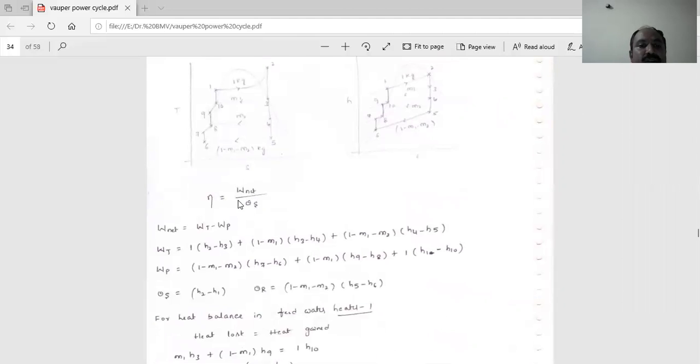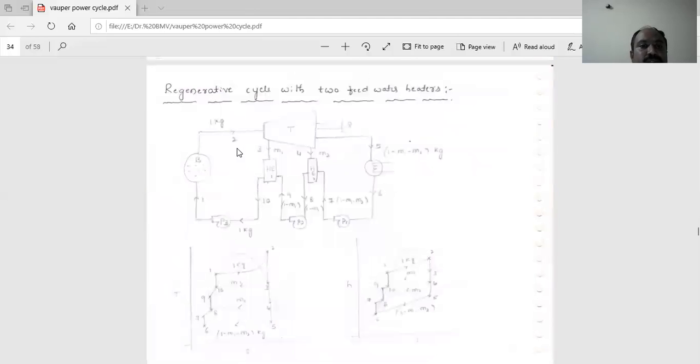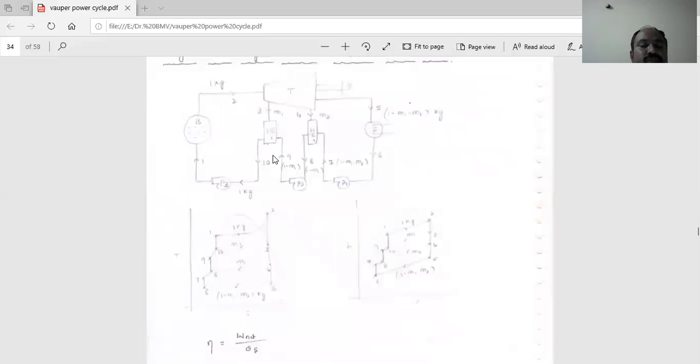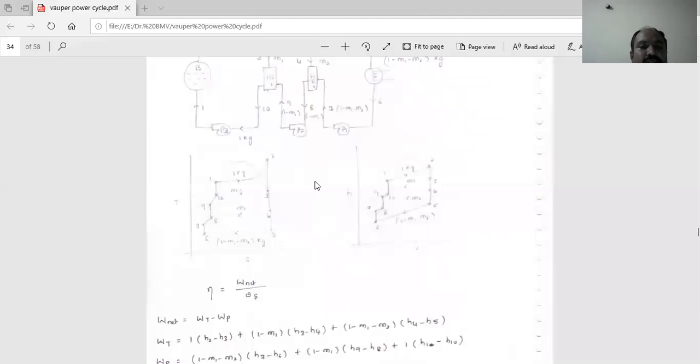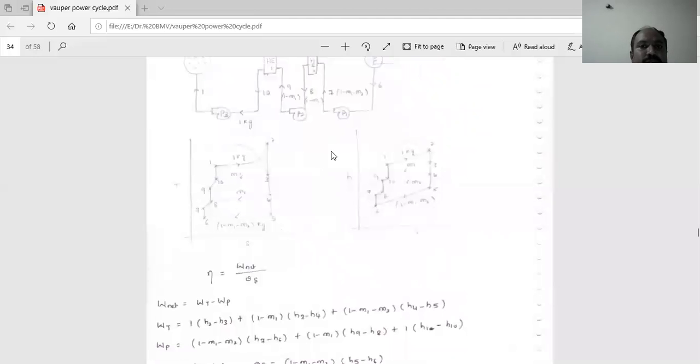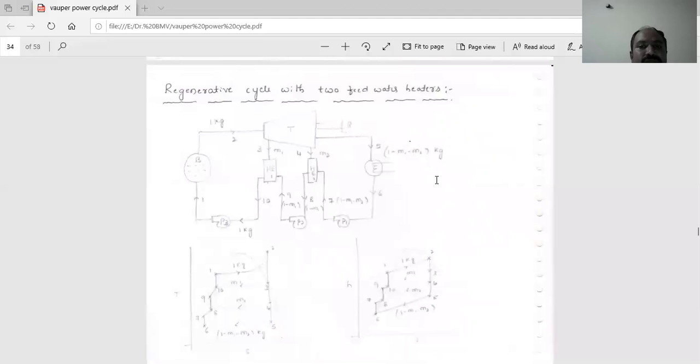Efficiency is equal to W net divided by QS. W net can be calculated by WT minus WP. WT, the turbine work, is 1 kg into H2 minus H3, plus 1 minus M1 into H3 minus H4, plus 1 minus M1 minus M2 into H4 minus H5.